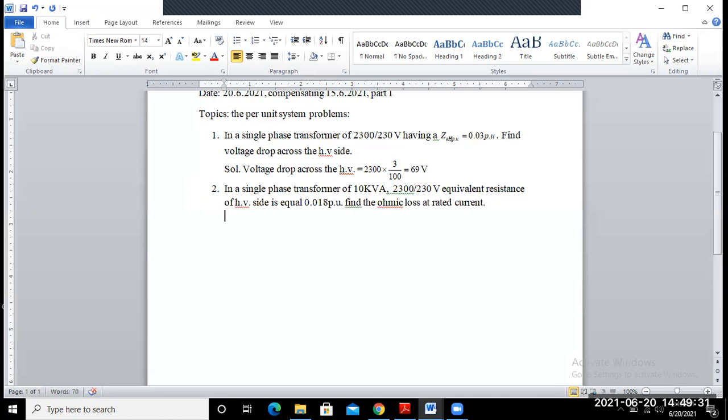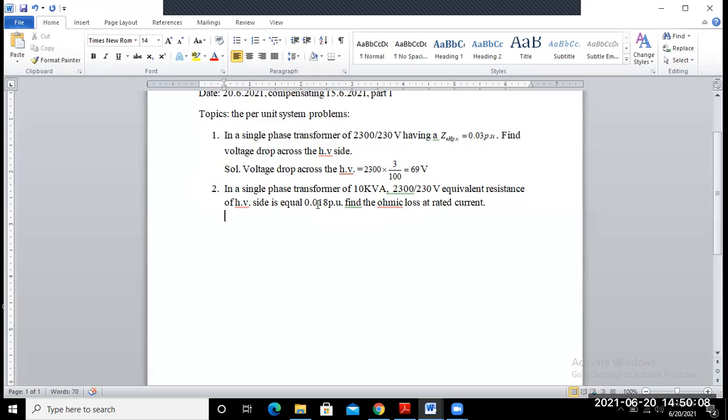So here, given to you, the equivalent resistance of the HV side in per unit is equal to 0.018, and the kVA rating of the transformer is given as 10 kVA. The voltage rating is already mentioned here, that means 2300 volt and 230 volt. So find the ohmic loss at the rated current.